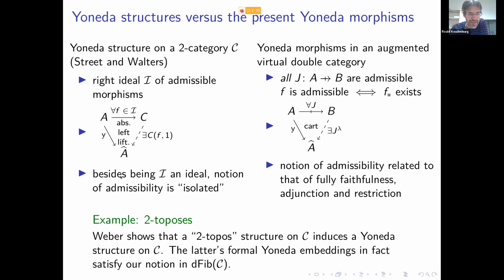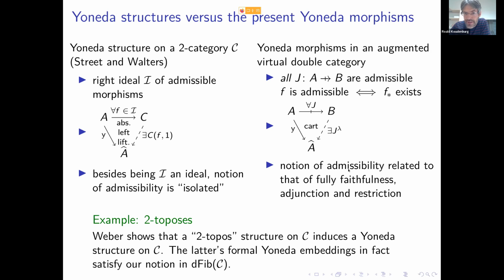An important point here is that, in a Yoneda structure, the notion of admissibility is, let's call it, isolated, besides being an ideal, right? This class of morphisms is closed under precomposition with any morphism in C. But other than that, this notion is not related to other formal notions of two-categorical or formal category theory.